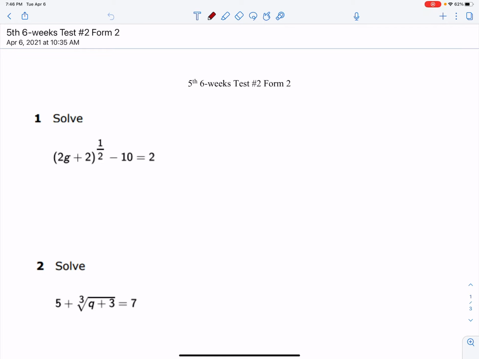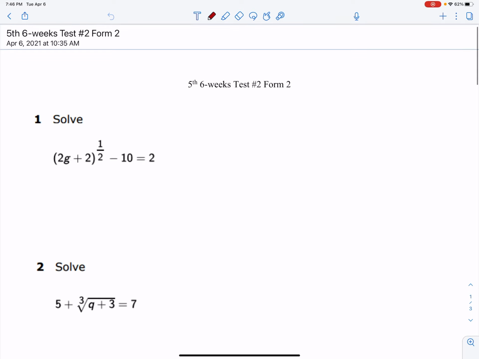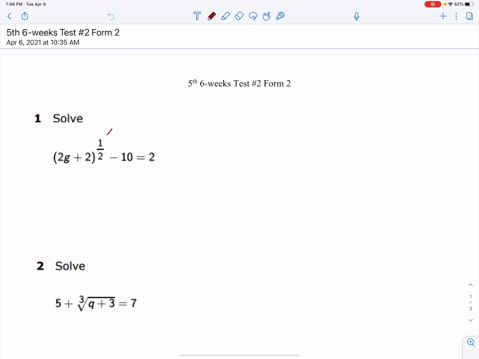All right, so let's go over the questions from the second form of the test. First of all, this first question, (2g + 2)^(1/2) - 10 = 2. We need to isolate the 1/2 power, so we're going to add 10 to both sides first. So (2g + 2)^(1/2) = 12.